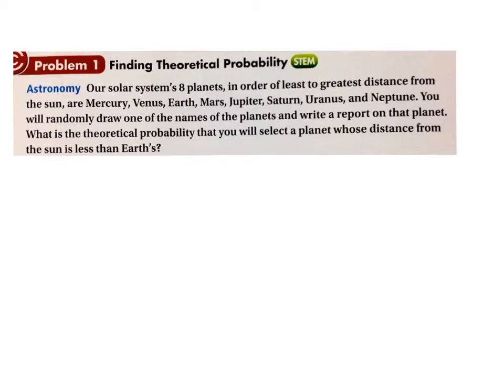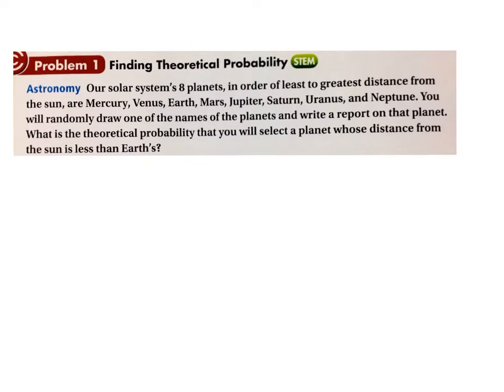the planet posse. You will randomly draw one of the names of the planets and write a report on that planet. What is the theoretical probability that you will select a planet whose distance from the sun is less than Earth's? First, let's talk about theoretical and experimental.